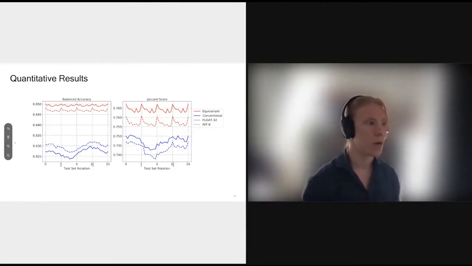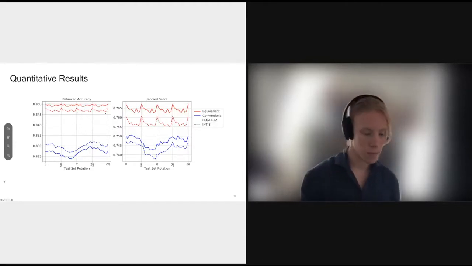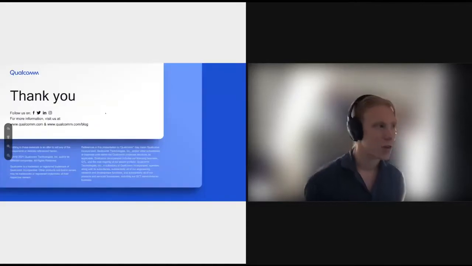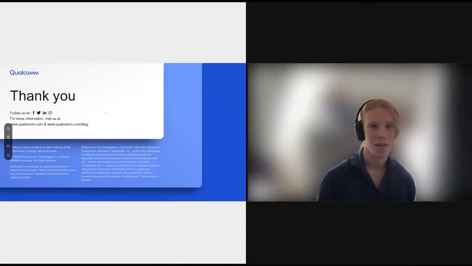Finally, comparing the performance before and after quantization, we see that the quantization techniques we used are able to retain almost completely the accuracy and the intersection over union of both the equivariant and the conventional models. Additionally, quantization does not reduce the stability of the equivariant model, and we see that the model is still quite consistent over all the rotations of the test set. This was my presentation. Thanks a lot for your attention, and let me know if you have any questions.